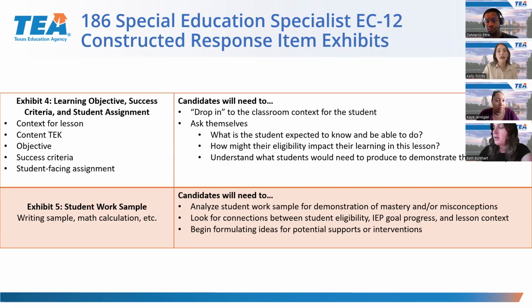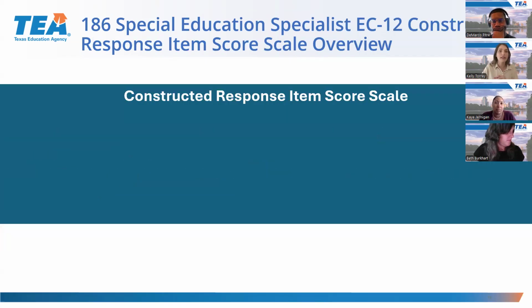They're given the context for the lesson, they're given a specific TEK, then they're given an objective for that lesson that the teacher is engaging with. They're provided success criteria, and then the candidate is also provided a student-facing assignment in that fourth exhibit. So we've provided all of the background information about the student, as much of the IEP as the candidate needs to engage with, and then we move to thinking about the classroom context.